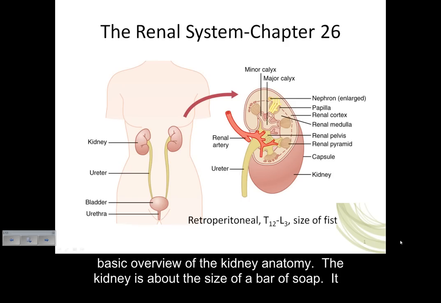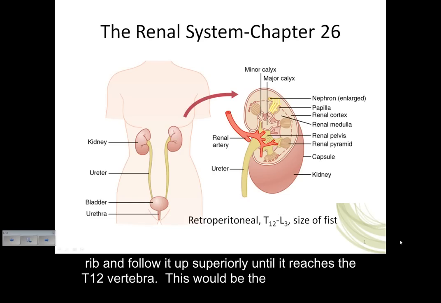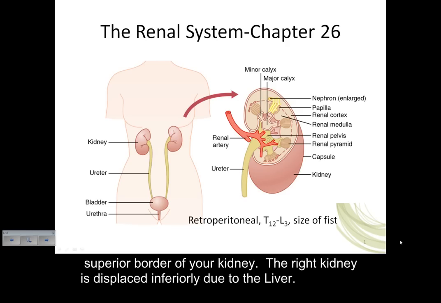First, I'd like to start with a basic overview of the kidney anatomy. The kidney is about the size of a bar of soap. It is located between the vertebrae of T12 through L3. If you'd like to palpate that, first find your last rib and follow it up superiorly until it reaches the T12 vertebrae. This would be the superior border of your kidney.